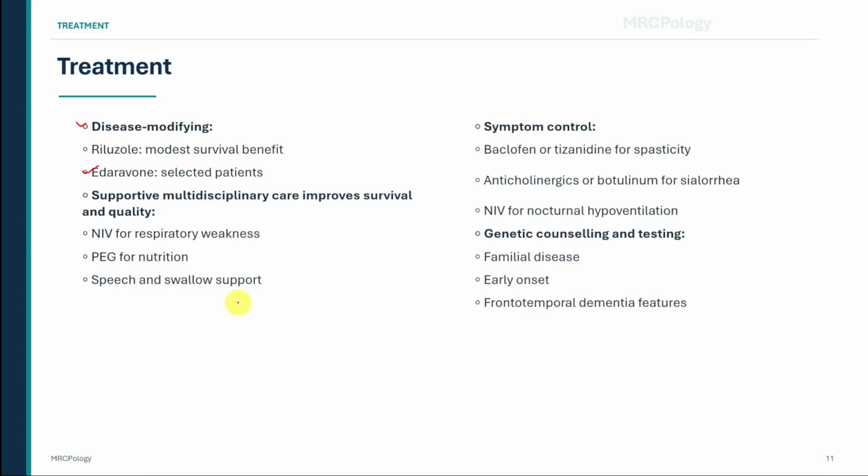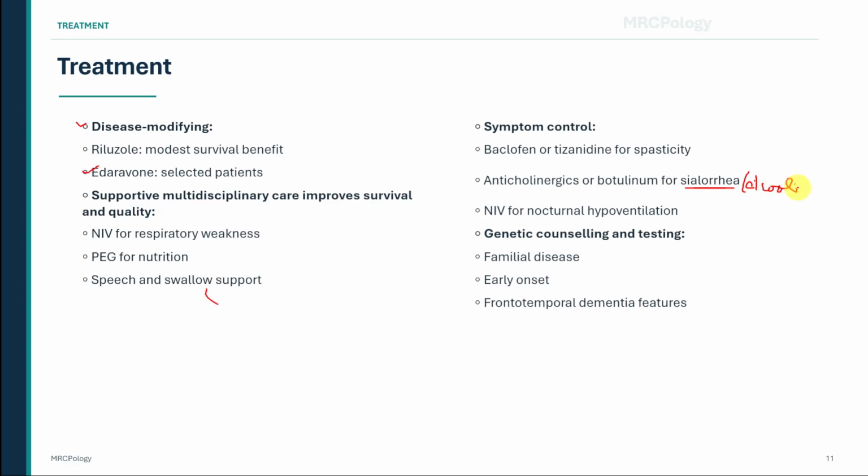Speech and language therapists help with swallowing and communication. Patients may benefit from communication boards, voice banking, text-to-speech systems, or eye gaze technology. Baclofen or tizanidine may help spasticity. Anticholinergic medication or botulinum toxin may be used for troublesome sialorrhea. The excessive drooling is usually caused by impaired swallowing of normal saliva rather than excessive saliva production.